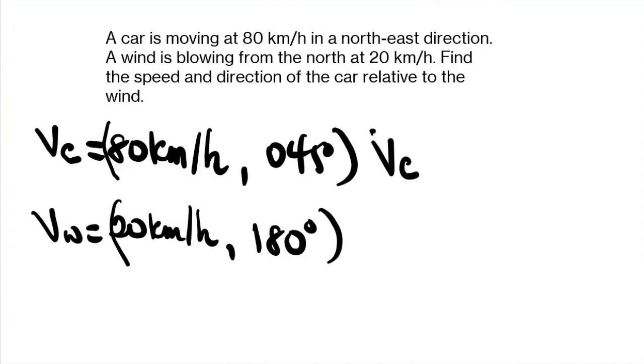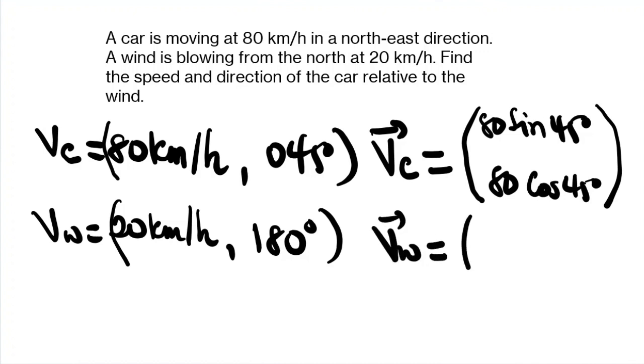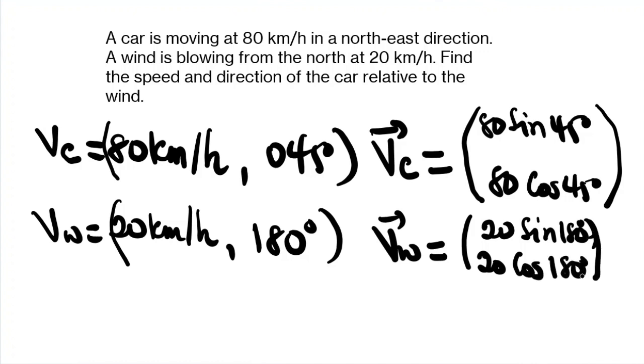vectors. For vectors, it's going to be VC, right? You see how I'm putting the arrows there. I'm converting them to vectors, right? The vector is going to be magnitude: 80 sine 45 degrees, and then this one is going to be 80 cos 45 degrees. Remember, we are just converting them first. VW is equal to magnitude 20, right? 20 sine 180 degrees, and then 20 cos 180 degrees. So this is how to convert them from bearing form to vector form, using the magnitude and direction. So they are all converted now.